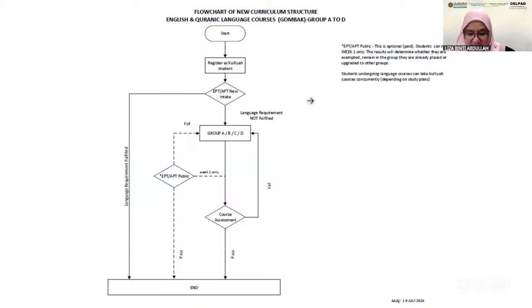Let's say you're doing it here now, semester 1, that means you're not happy with your result at the end of the semester. You can take that public EPT or APT next semester in week 1. It's either you exit, you're exempted, or you go to the higher level, or you stay, like that.